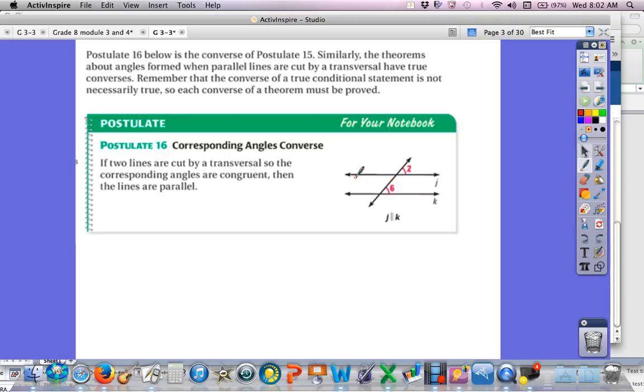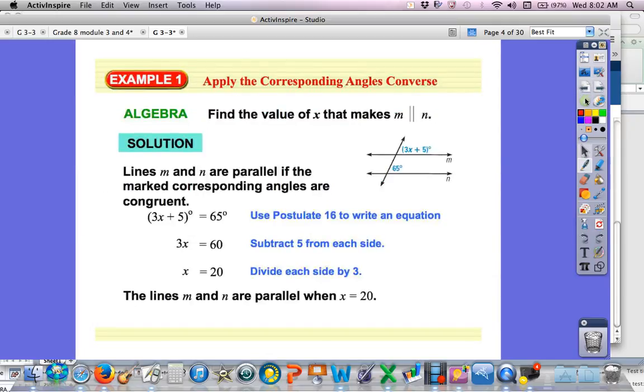Today we're told if we have two lines, notice they don't tell us the lines are parallel, but when the transversal cuts them, their corresponding angles are congruent, then they are parallel. So yesterday it was parallel lines made corresponding angles that were congruent. Today it's if we have corresponding angles that are congruent, then the lines are parallel. And we can use this to solve a problem.